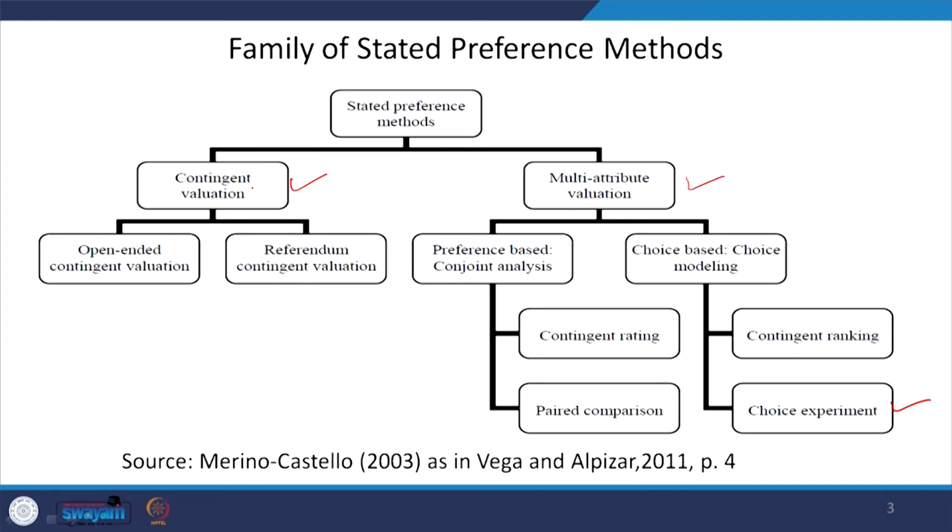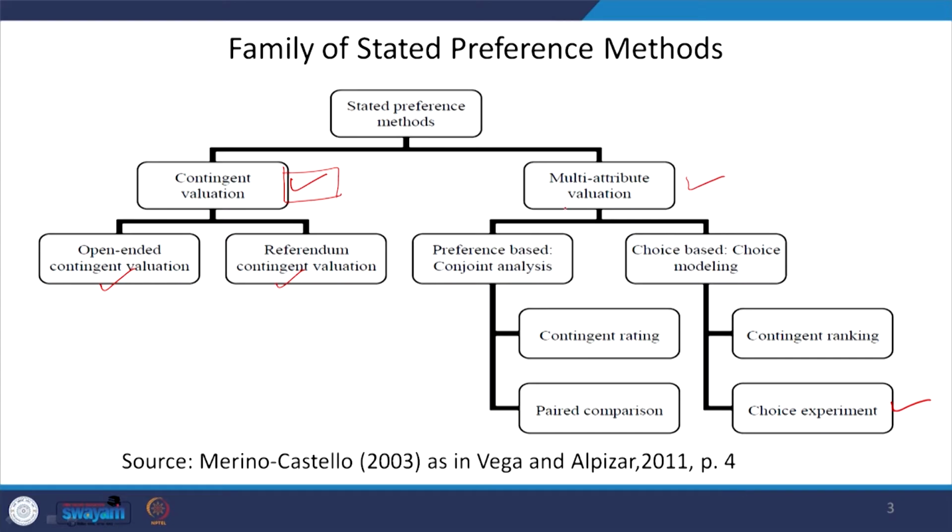So, under this contingent valuation method, we talked about open contingent valuation and referendum contingent valuations. But we have discussed only the simplest form of contingent valuations, and today we will be discussing the multi-attribute valuations. That means, if multiple attributes are assigned, how to take a decision or how to know the welfare implications of a particular change in the presence of multiple attributes.